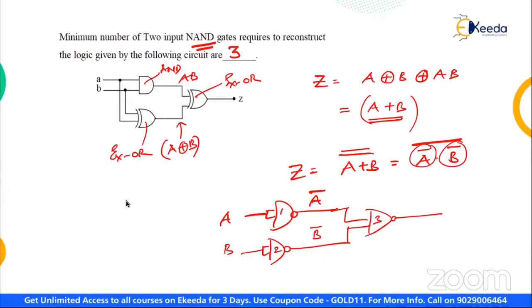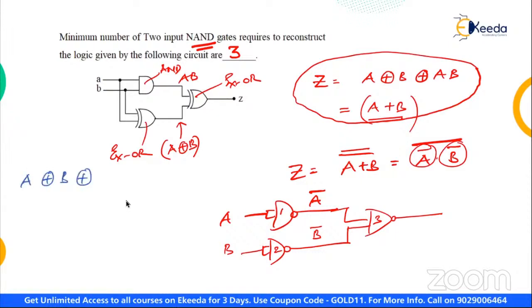3 is the answer. Okay, and yes, there may be people who wonder, sir, how come A XOR B XOR AB is A plus B? For that, I can prove it very easily. If it is A XOR B XOR AB, can I rewrite this as A XOR B? Now, I'll just take this B outside because it is common. What remains inside is 1 XOR A.